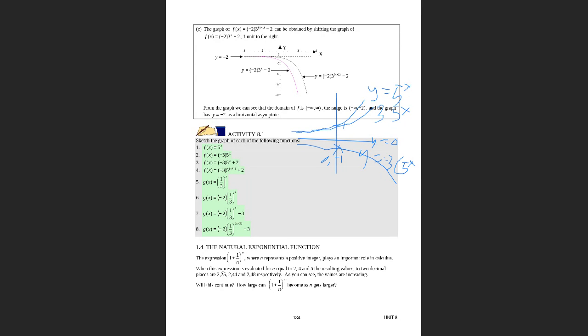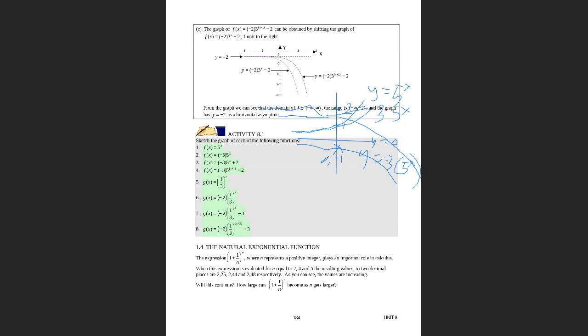So in the same way, if they say +2, +2 simply means that this graph is going to go up 2 units here. So the graph is going to come 2 units like this. We've seen that your asymptote is now going to be y equals to 2.